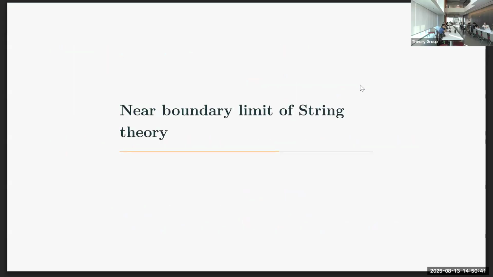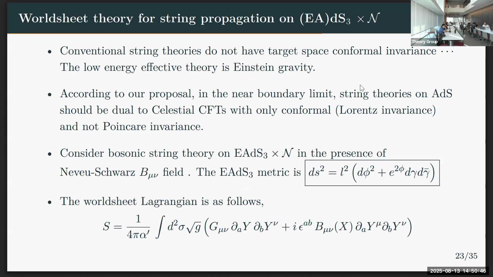Right. Okay. So now this near boundary limit of string theory. We know that conventional string theories do not have target space conformal invariance, because the low energy effective theory relies on stability. So they are always SO(1, D+1) invariant, like Lorentz invariant. Right. So according to our proposal, in the near boundary limit, string theories on AdS should go toward Celestial CFTs with only conformal Lorentz invariance and not Poincaré invariance.